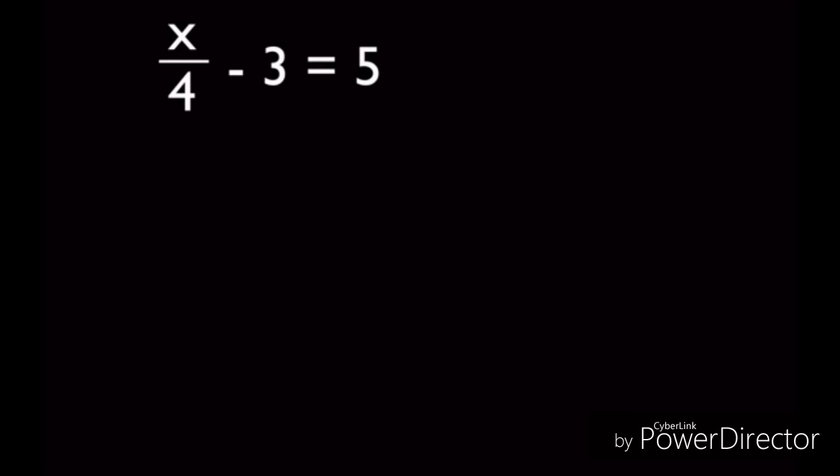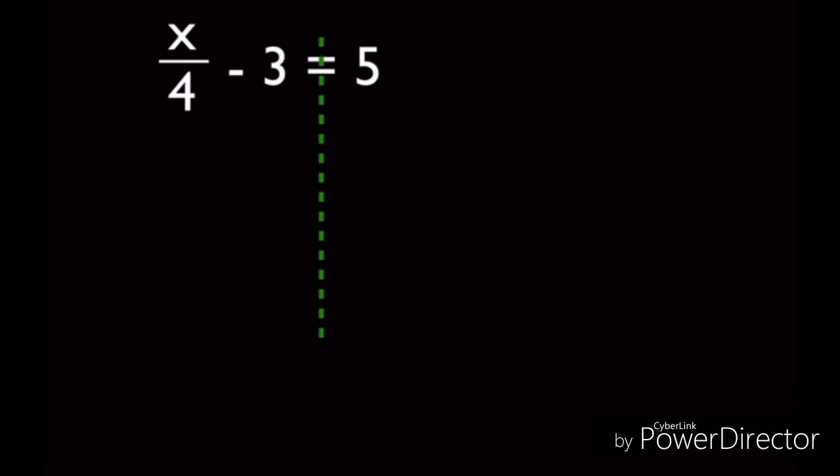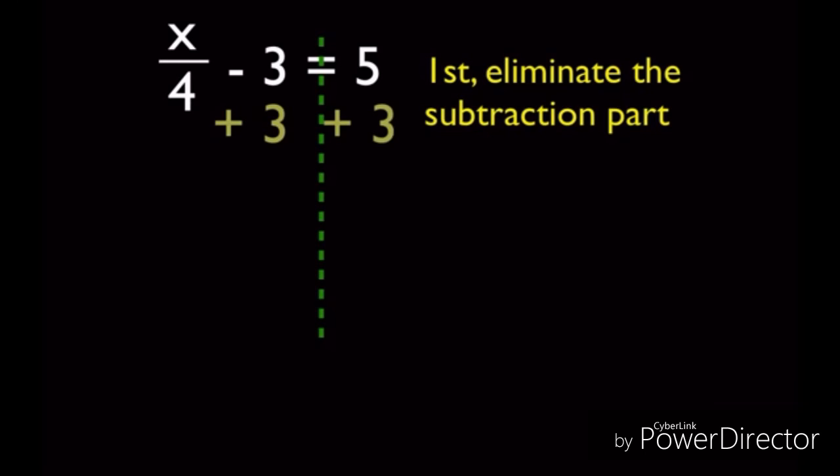Okay, so now the next example we're going to look at involves two operations again. The first operation we have right here is division. And we also have, as you can see, subtraction. So similarly as before, we're not going to deal with the division first. We're going to deal with the subtraction first by doing the opposite operation. So I'm going to draw my line, perform the opposite of negative 3, or subtracting 3, which is adding 3. Those are going to turn into 0.